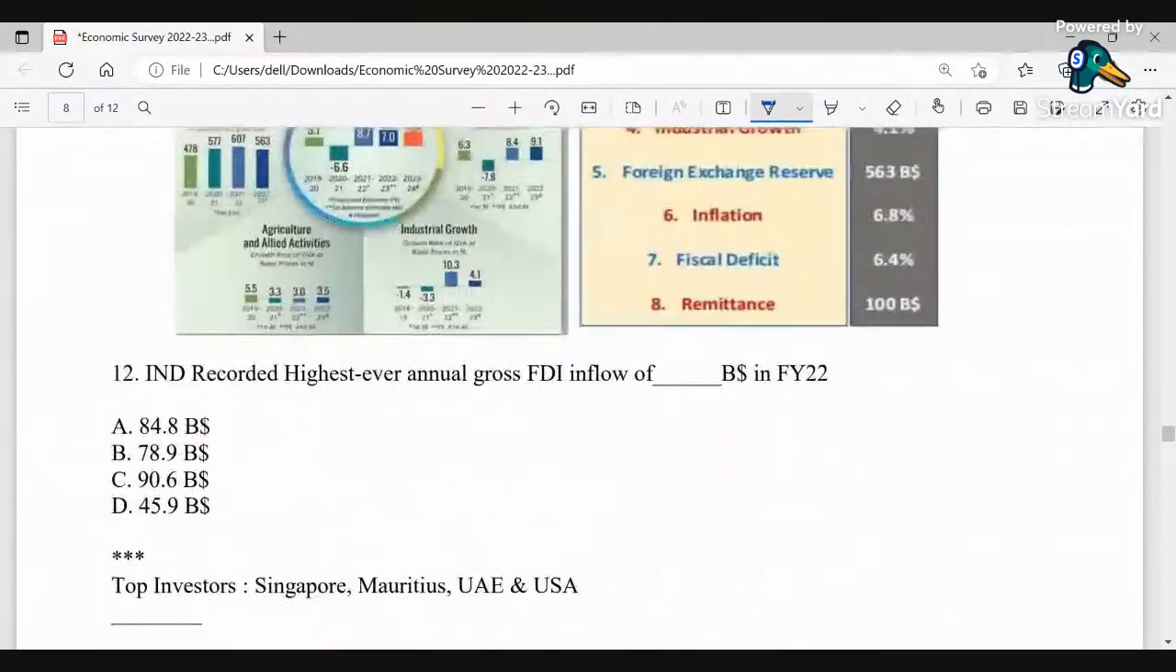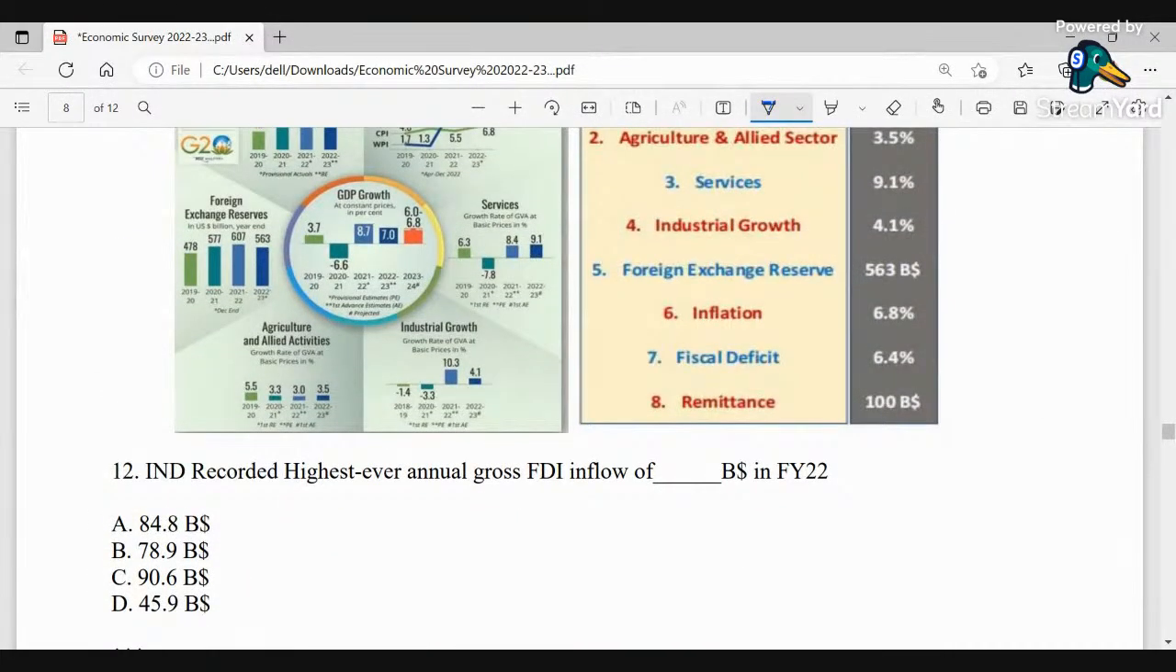Next, India recorded highest ever annual growth FDI inflow of how many billion dollars in financial year 22?